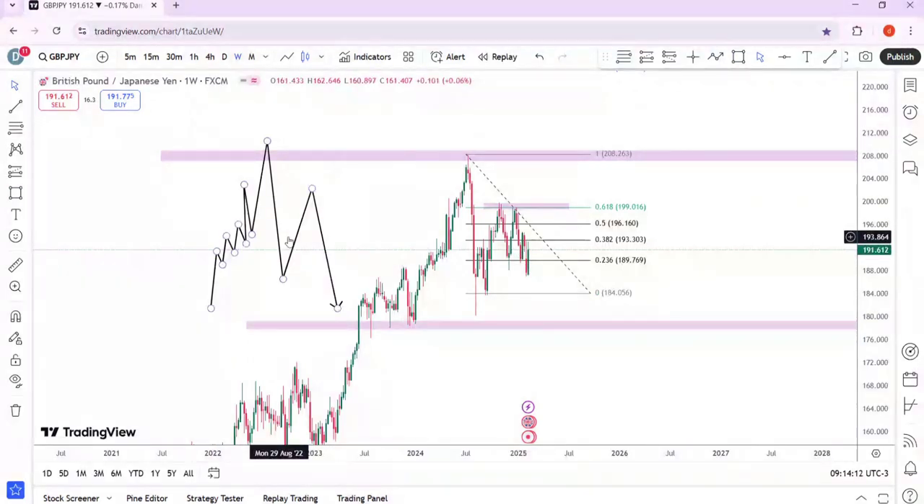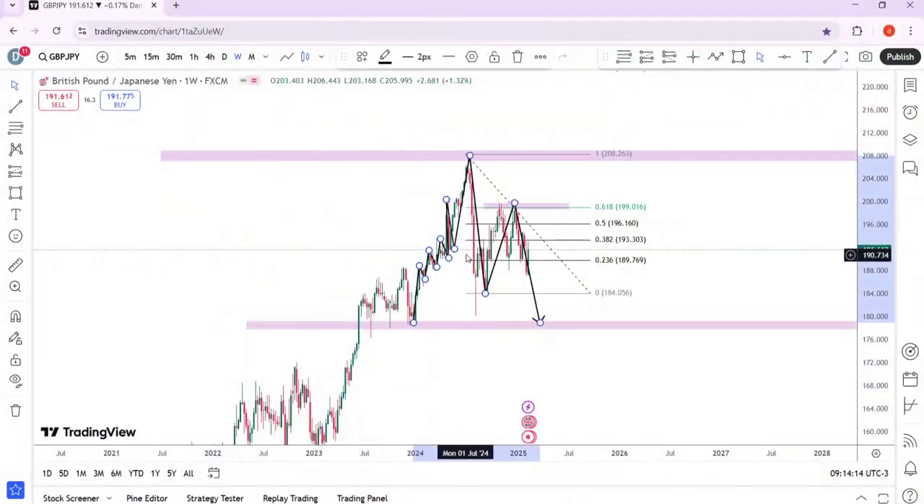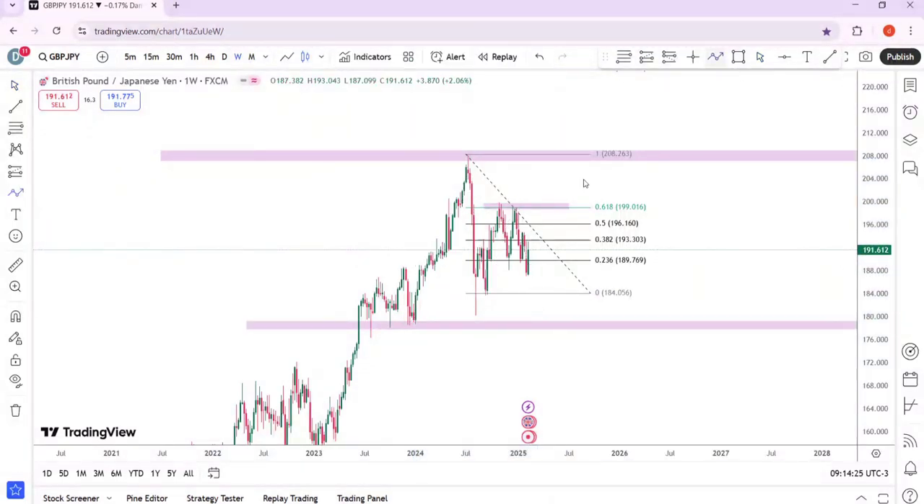Okay, so there was a break of structure. The bullish structure has been broken. Prices went to test 61.8 the first time, and what? Tested 61.8 the second time, and we have seen a break of structure that will send prices down to this level. Okay, so now let's read the bullish structure that took price to test 61.8.